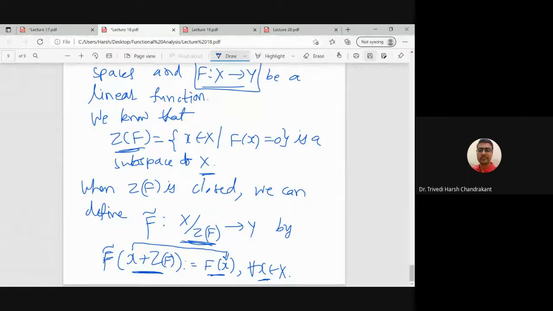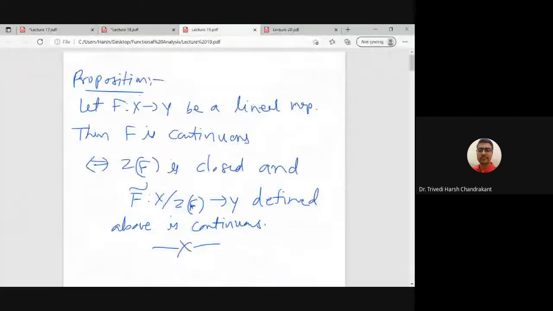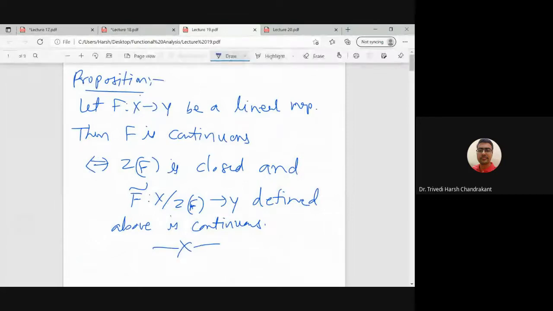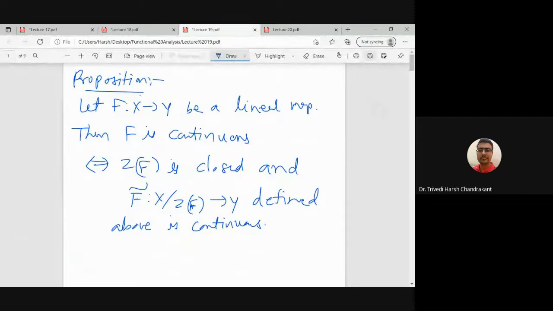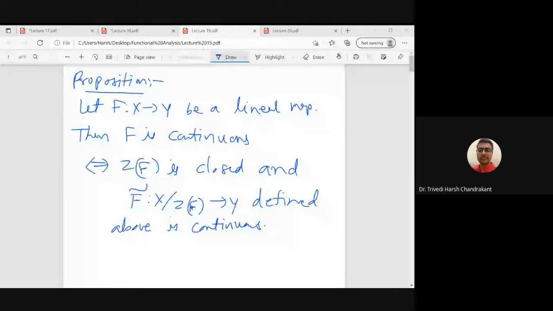Right? So now for every f we get a kernel, and for every kernel we get the quotient space, and over the quotient space we can define the function f tilde. Now we did not prove this result, we need to prove this result. The statement of the result is that whenever we have the function f from X to Y be a linear map, f is continuous if and only if the kernel is closed, and the function f tilde, which we defined just now, is a continuous function. Right, so Vaibhav, we did not prove this result. We are going to prove it in this lecture.